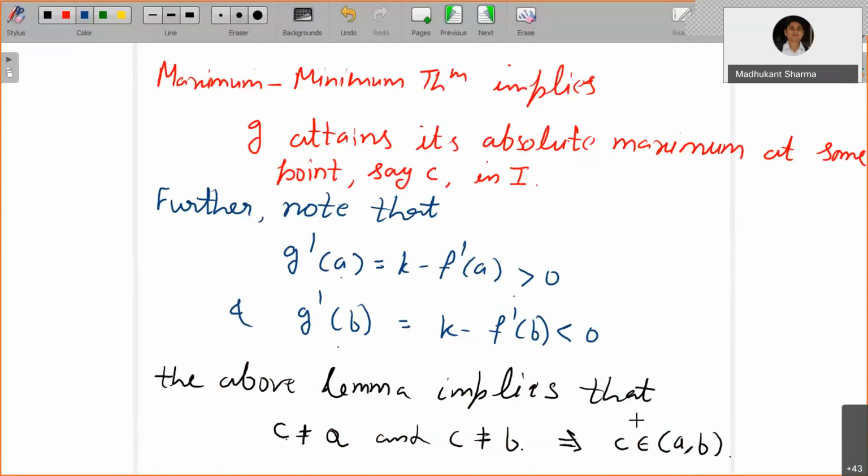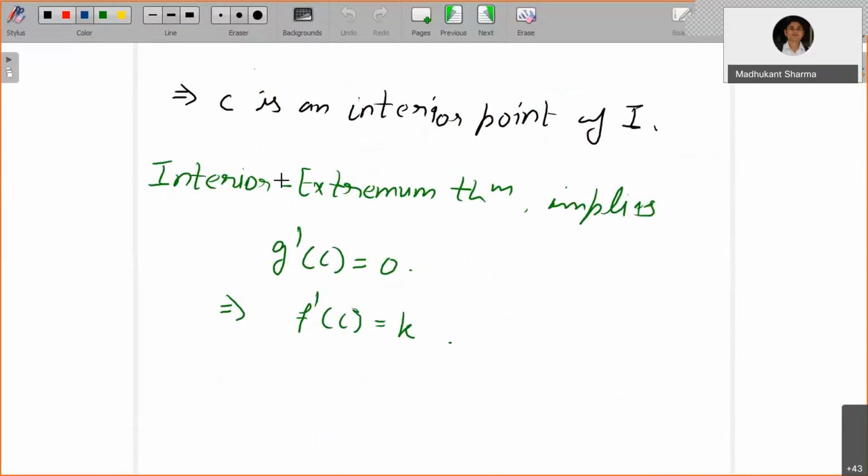So now since c is an interior point of interval I and g is differentiable on I, further g has a relative extremum at c, that implies g dash of c must be 0. And here is the proof over now. So c is an interior point of I, and then the interior extremum theorem implies that g dash of c is 0. But g dash of c is nothing but k minus f dash of c, which equals 0. So this implies f dash of c must be equal to k.